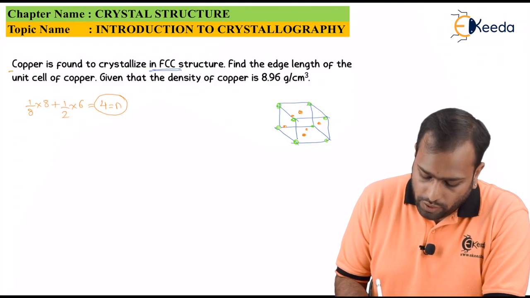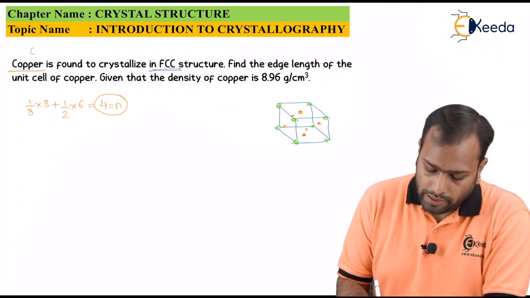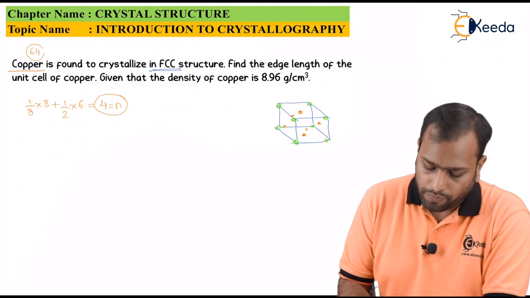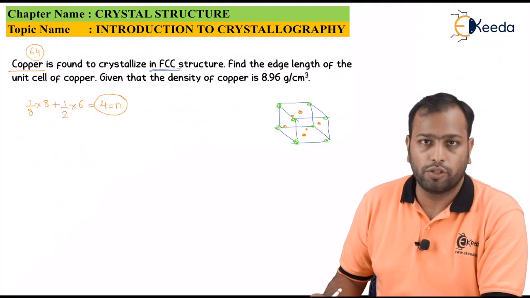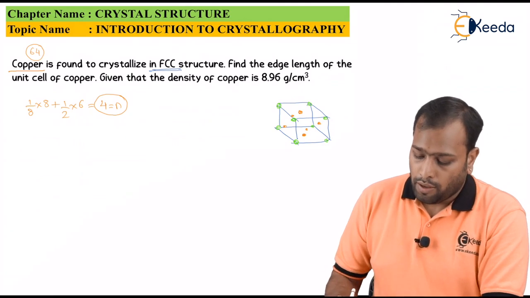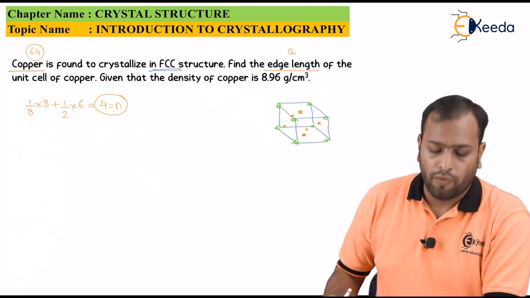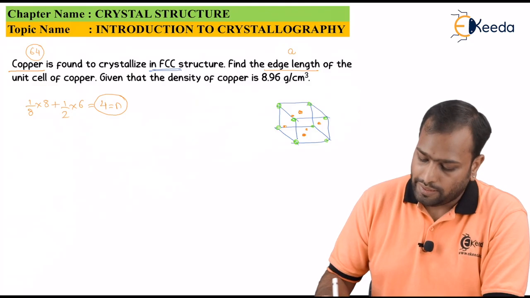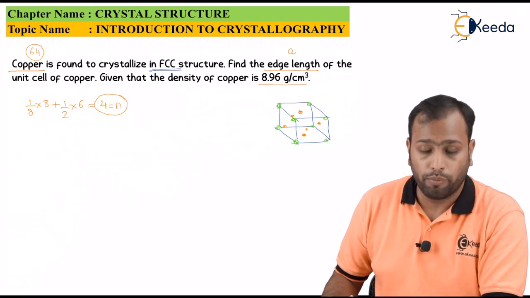Now we are given the unit as copper. Let's take the molecular mass of copper to be 64. We'll just assume it's actually 63.5, but for this example we'll assume the copper mass to be equal to 64. We need to find the edge length, which is A, of the unit cell of copper, given that the density of copper is 8.96 gram per centimeter cube.